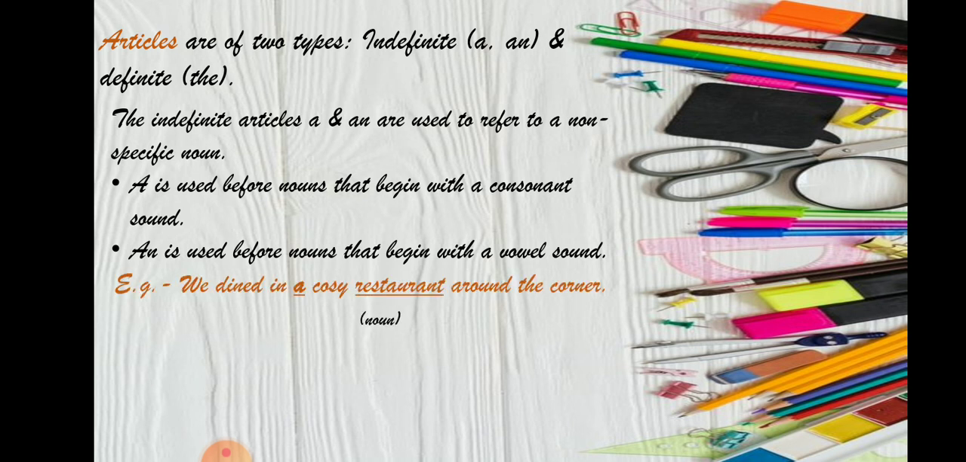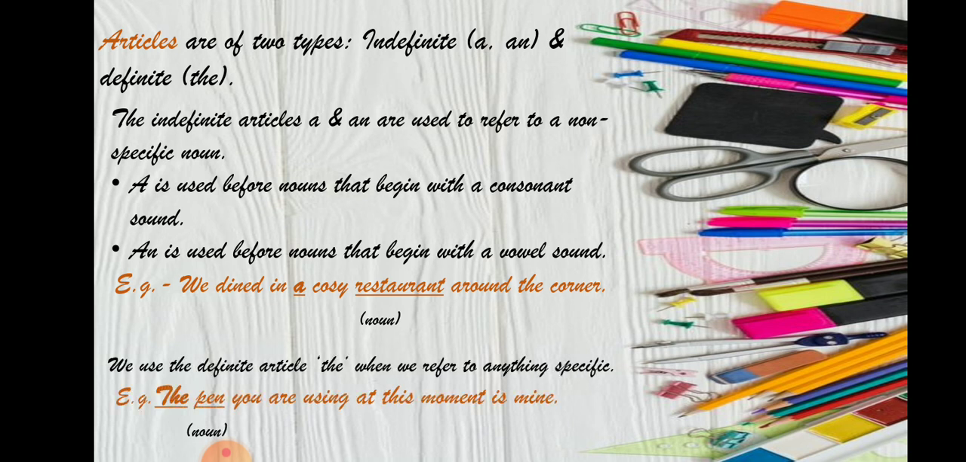Let's see the example. We dined in a cozy restaurant around the corner. Here I am not speaking about any specific restaurant, so I have used the indefinite article a. Now in the next example, the pen you are using at this moment is mine. Here I have used the definite article the because I am speaking about a specific pen over here. So definite article the has been used before the noun pen.